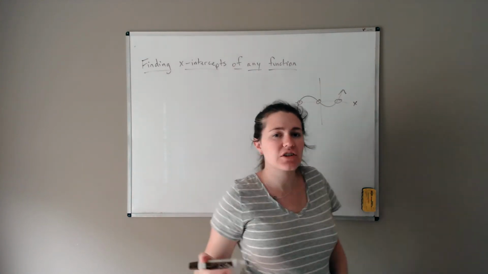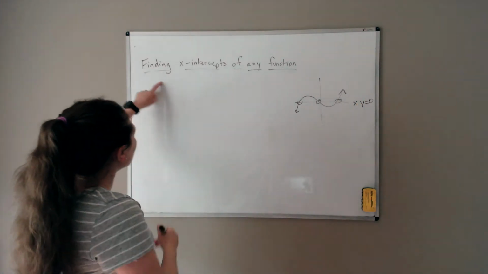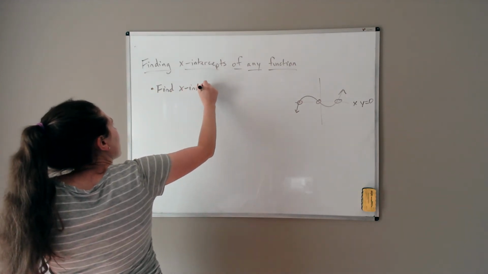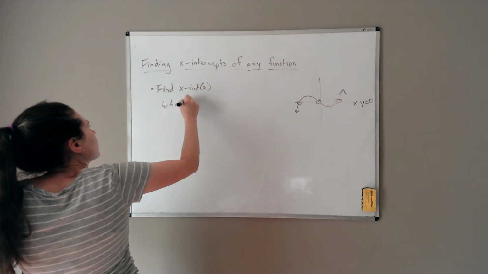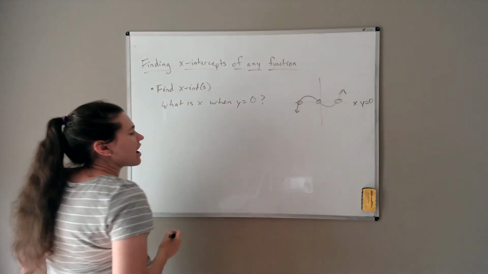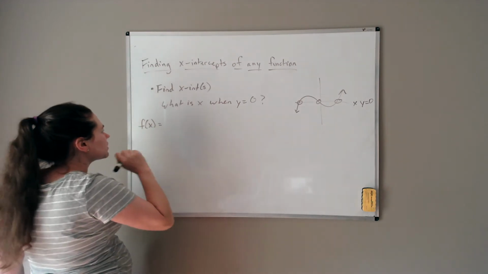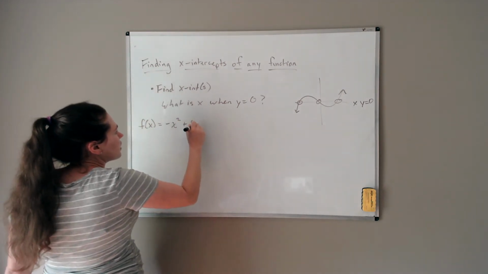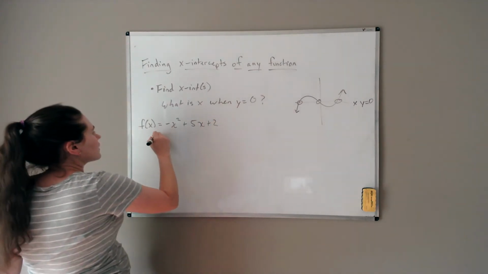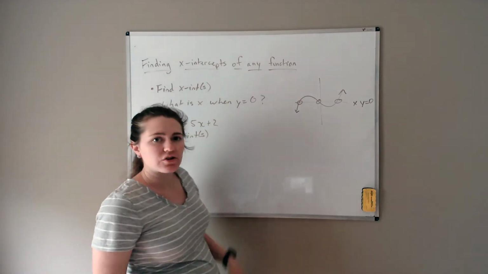What's special about the x-axis is, on the x-axis, y is 0. So when you are trying to find your x-intercepts, what you want to know is, what is x when y is 0, or when the output is 0? So if I have a quadratic function, let's say negative x squared plus 5x plus 2, and I want to find that function's x-intercepts.